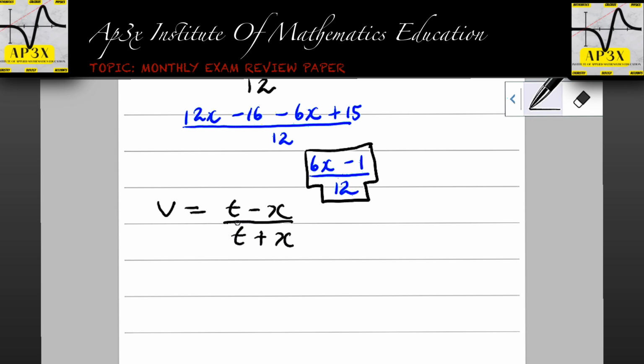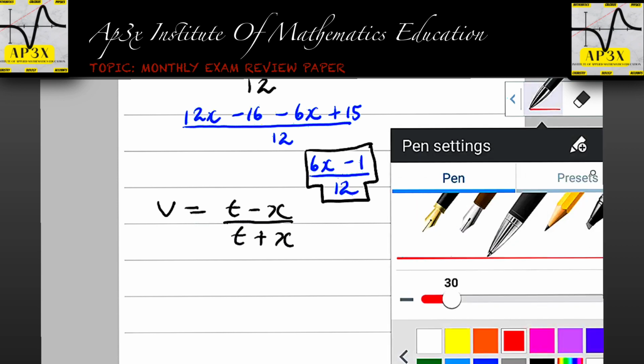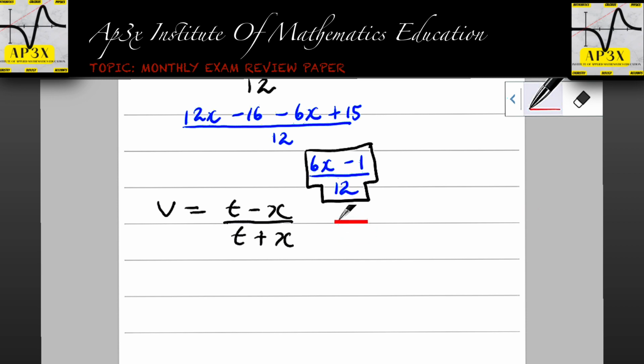So here now we're looking at expressing x in terms of v and t. And in terms of v and t means that v and t should be a part of your answer and x should be the subject. Now in this case here, you're going to find that cross multiplication is going to be your best source of start. So then we're going to be cross multiplying.